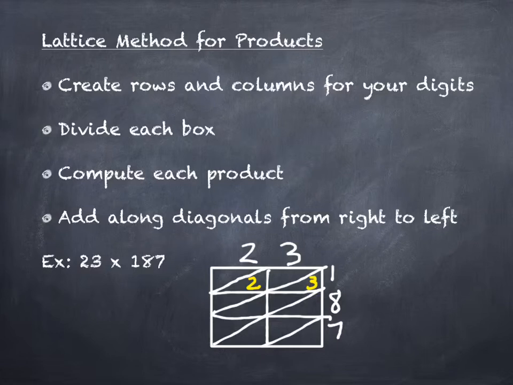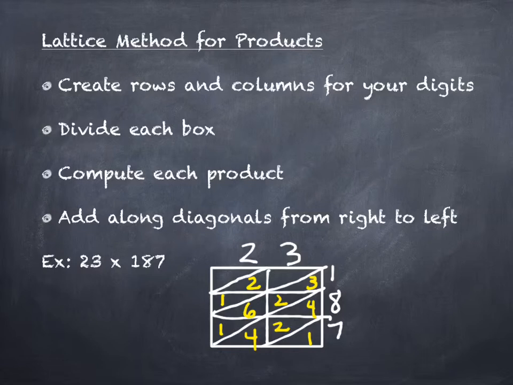Next, I'm going to do 2 times 8, which is 16. The 1 goes in the top corner. The 6 goes down in the bottom corner. 3 times 8, 24. 2 on top, 4 on bottom. 2 times 7, 14, 1 on top, 4 on bottom. 3 times 7? 21. Sorry, 2 on top, 1 on bottom. All right. Okay, we did everything in step 3 now.